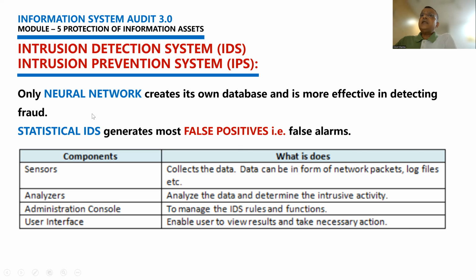Statistical IDS generates the most false positives. There is a false alarm. This is a question which was asked, so please be very careful about it. False alarms means that when you are using a statistical IDS, you are trying to learn the normal behavior and the abnormal behavior. So this may generate a lot of false alarms, the false positives, as we call them. That is, it may not be an intrusion, but it will give an impression that yes, it's an intrusion.